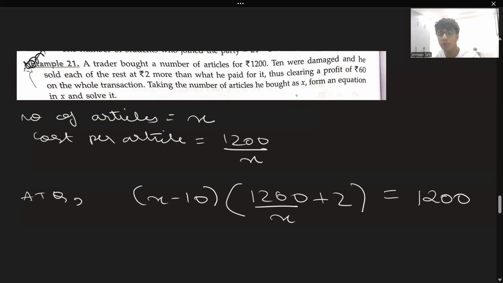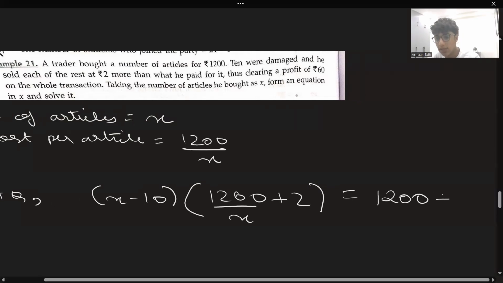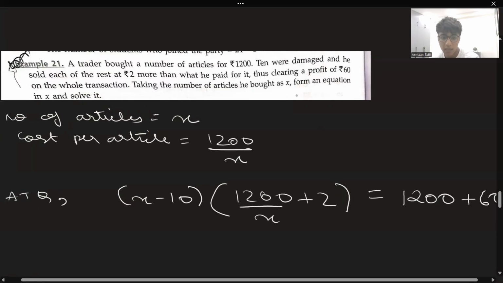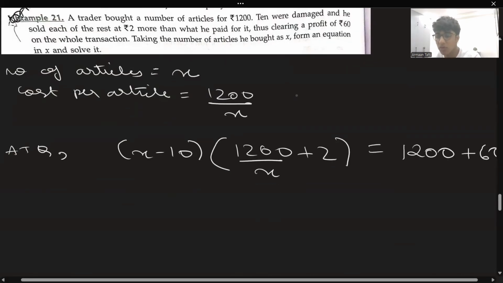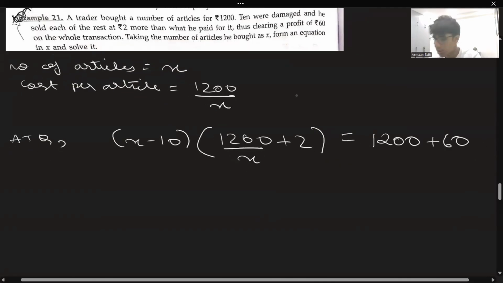But he said it clears a profit of 60 on the entire transaction. That means that he gets an additional profit of 60 rupees. If none of the articles were damaged, if every single one was sold, he would probably have gotten a greater profit. But 10 are damaged, and it's saying he made a profit of 60 rupees. So if he bought them at 1200, he is selling them for 1260. Even after 10 were damaged, he's making a profit. So it's always better to get the situation, and make sure that anything you've written makes sense, because these questions only do make sense to some extent.